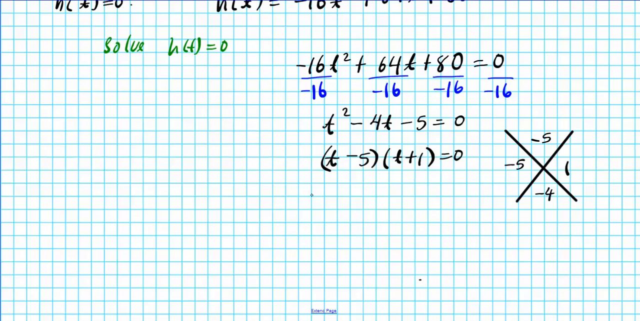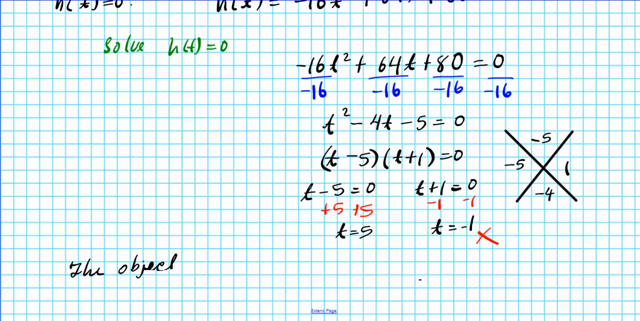So if you use the zero product property, set both of them equal to 0. First one, you add 5 to both sides, and you end up with t equals 5. And then the second one, you subtract 1 from both sides, and you end up with t equals negative 1. Well, this is not an answer since time cannot be negative, okay? So this doesn't make any sense. It's just t equals 5, okay? So the object hits the ground at t equals 5 seconds.